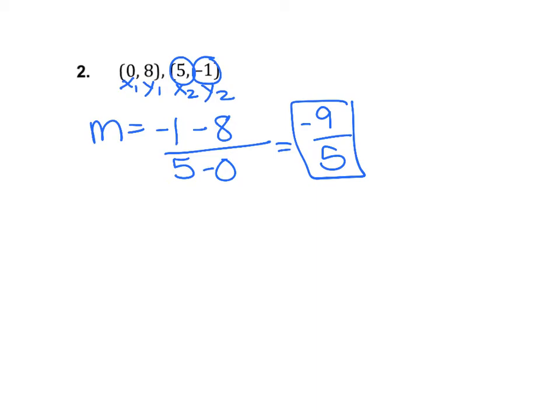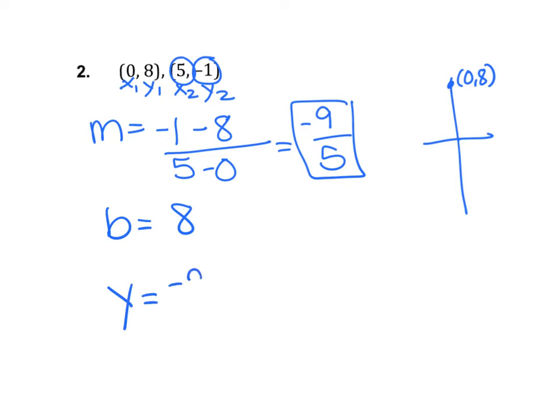And then our y-intercept, again, if you look at this one, our y-intercept is when x is 0, because I have 0, 8. I have 0, I'm going to go up 8. So here's our (0, 8). So that's where it's crossing the y-axis. So we know that the b in this case is going to be equal to 8. So now let's go ahead and write it into slope-intercept form. I'm going to have y is equal to negative 9 over 5 x plus 8.